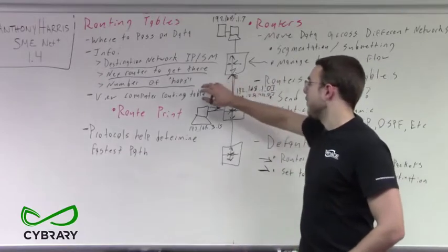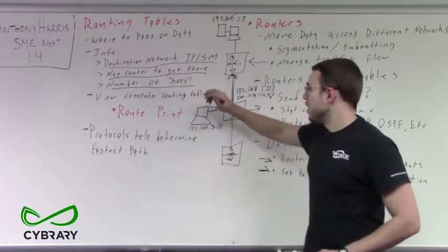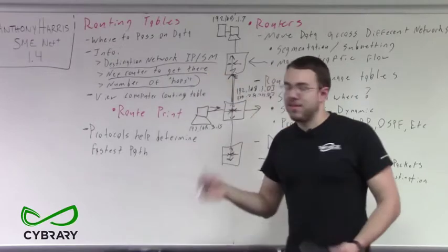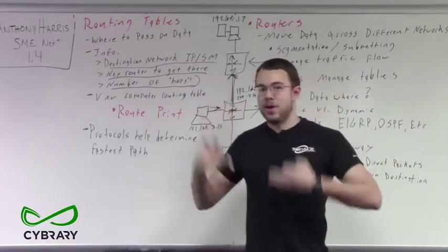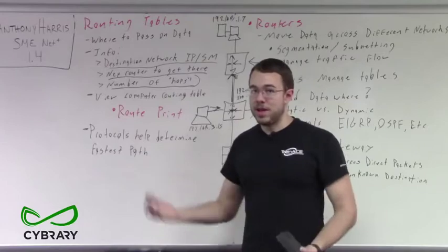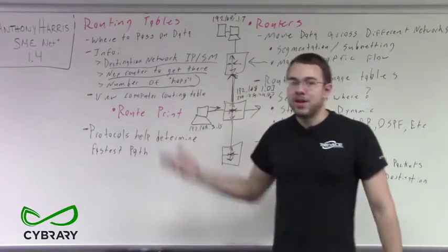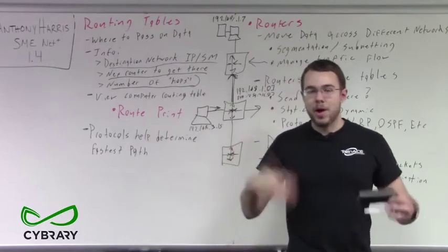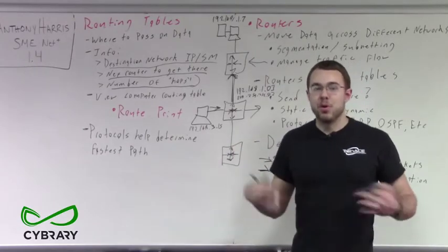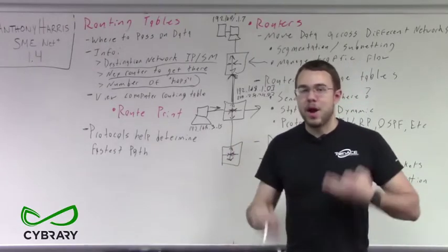But for now, that's why we know hops are important, because they let us know the number of router stops we get through before we get there. There's other information that our routing table may also pick up and keep, depending on which protocol it uses to set its routing tables.